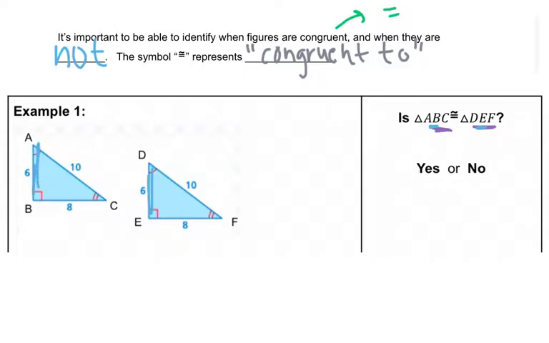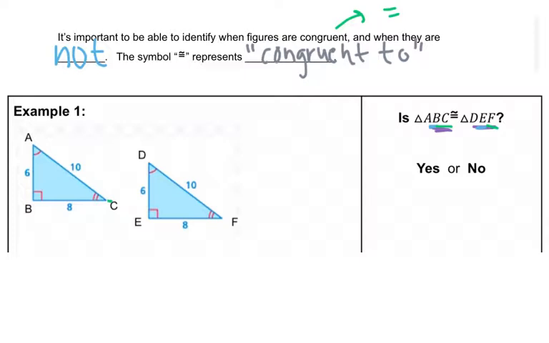Those are equal. Then we move on to BC and EF. BC is 8, EF is 8. We're good there. Lastly, we have AC and DF. AC is equal to 10, DF is equal to 10. We are good to go on the sides. All those sides are equal to each other. Now we just need to check the angles.